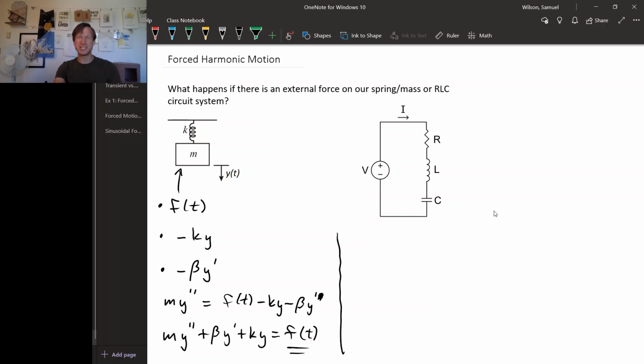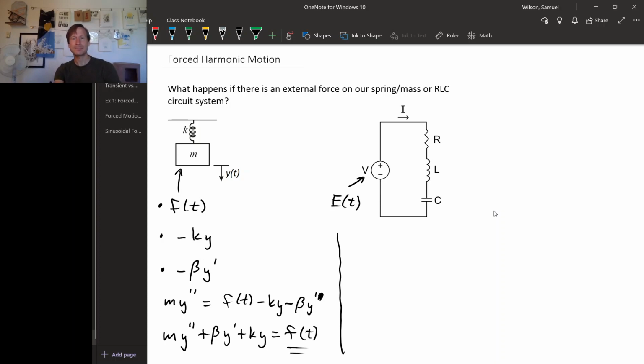In the circuit situation, what plays the role of an external force is an impressed voltage. Up till now, we've been assuming that there's no external voltage pushing this circuit around. But now we're going to assume there is an external voltage, and we're going to call that E of t. For some reason, E gets used for voltage sometimes rather than V, and I think that's just to avoid confusion with the unit of a volt. So we have some external voltage attached to this circuit. In applications, this is typically something like a signal source, like a wire terminal or an antenna or something like that.